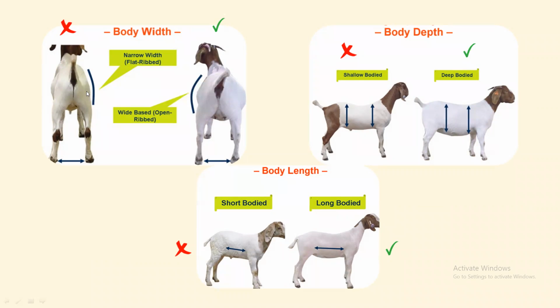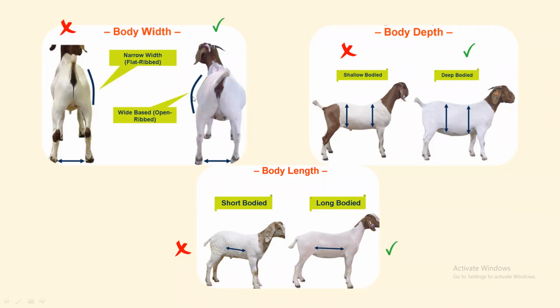If the ribs are looking wide based or open ribbed, means there will be protrusion there. If you see from the back side, there will be protrusion in the rib area, rib cages. That animal which is having protrusion or wide based ribbed, that is selected. The one which is having flat ribbed from the side, you should not select them.